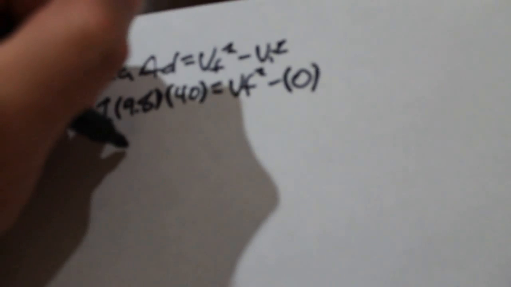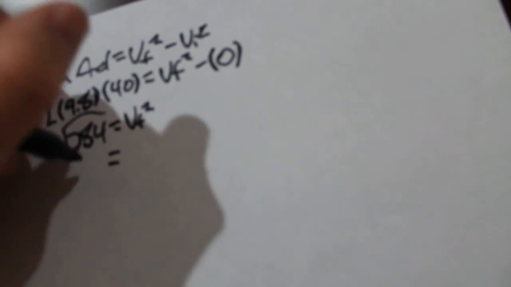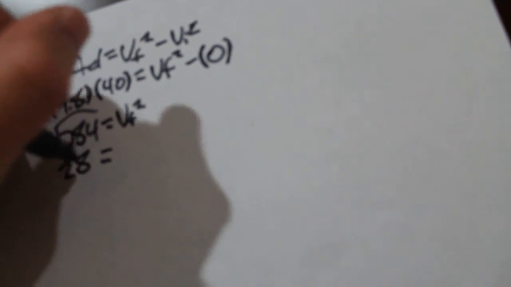So we simplify this through and we get 784 equals the final velocity squared. And we take the square root of this again, and it comes out to 28 meters per second is the final velocity.